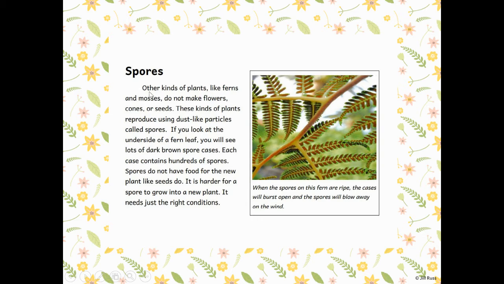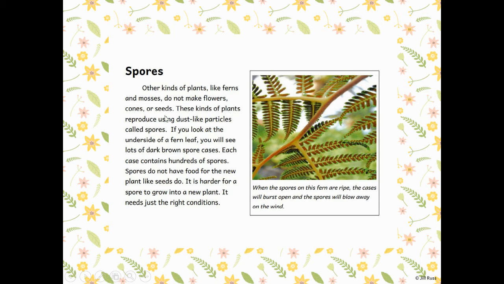So we've talked about cones and we talked about flowers before. Other kinds of plants, so ones that don't make cones and don't make flowers, like ferns and mosses, do not make flowers, cones, or seeds. Let's read that again. So this is a fern. These types of things, ferns or mosses, so you might have seen moss on the side of a tree or even on your ground, do not make flowers, cones, or seeds.